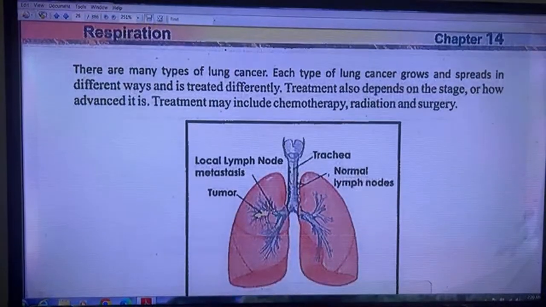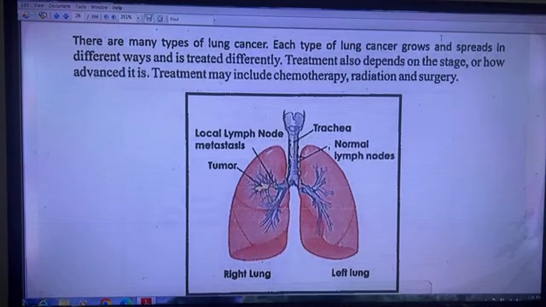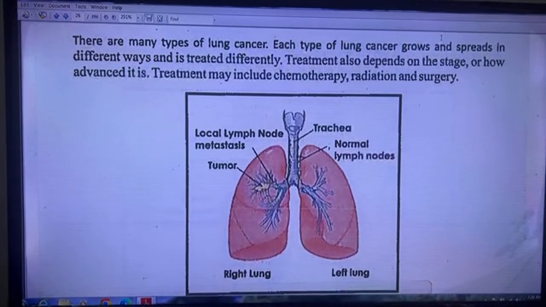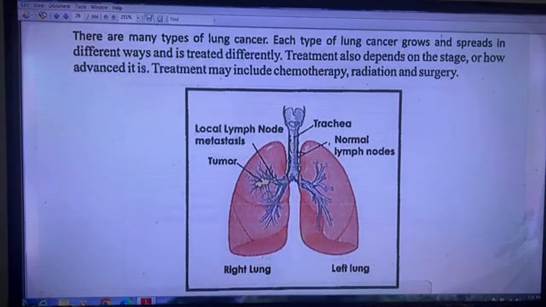There are many types of lung cancer. Each type of lung cancer grows and spreads in different ways and is treated differently. Treatment also depends on the stage or how advanced it is. Treatment may include chemotherapy, radiation, and surgery.